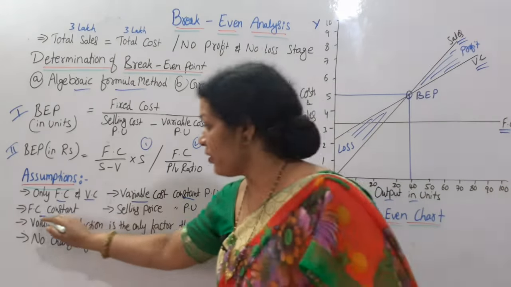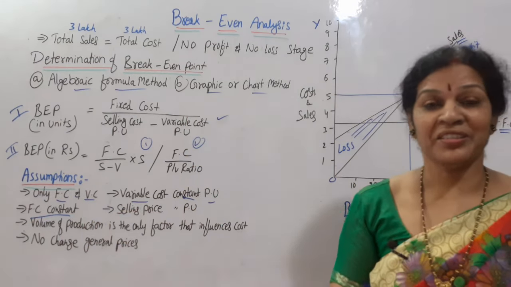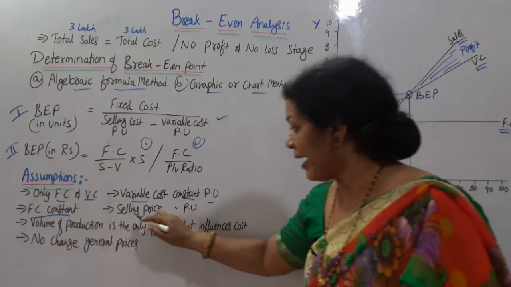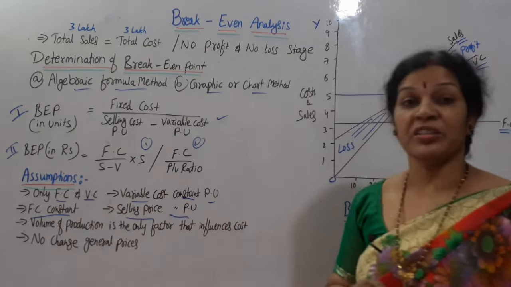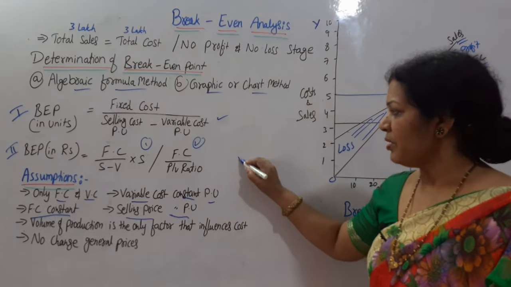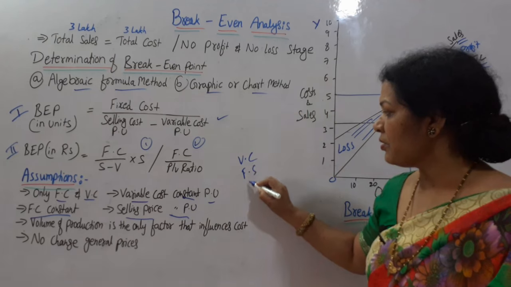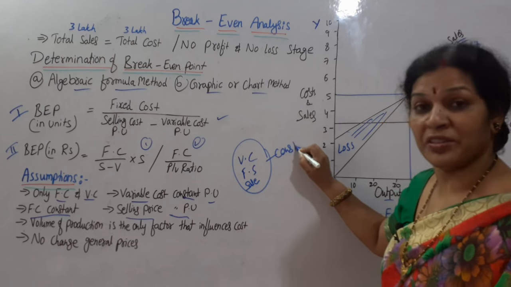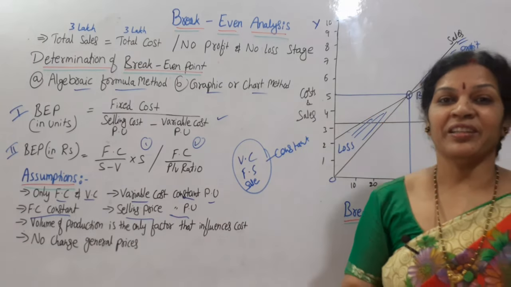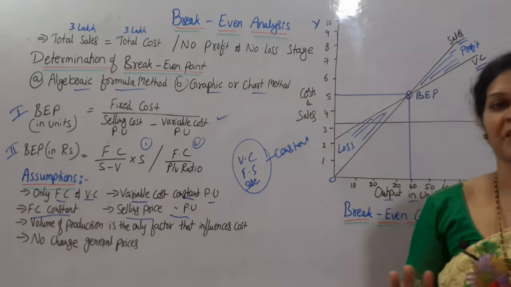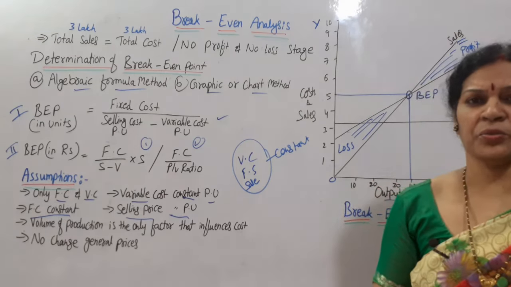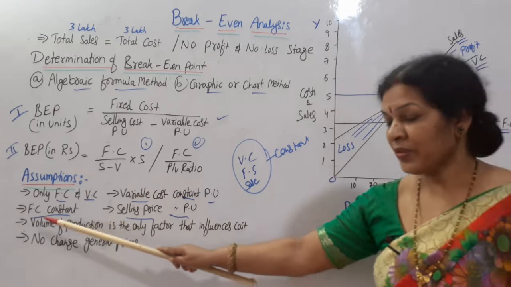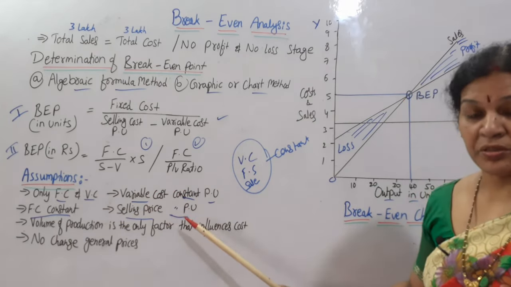And fixed cost is also constant. It will not change. We are assuming that variable cost is not changing, fixed cost is also not changing, and selling price is also constant per unit. Variable cost, fixed cost, sales: these three are constant, no change. Then only this break-even analysis is going to work out. If any changes are there, this is not going to work out, which means we have to do the calculations once again. But basically, all these things are constant. Variable cost constant, fixed cost constant, selling price per unit also constant.